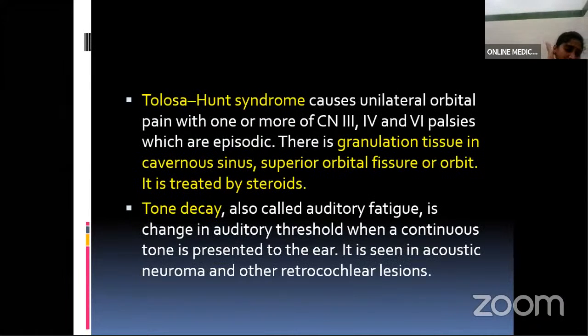Yes. Next is important. Please be attentive. Tolosa-Hunt syndrome, which is actually due to cavernous sinus involvement. What do you mean by cavernous sinus? Prakadesh Kumarvel, what is cavernous sinus? Where is it present? In what way is it related to ENT? Louder, please. Unmute yourself. What is cavernous sinus? Where is it present? In what way is it related to ENT? Fast.